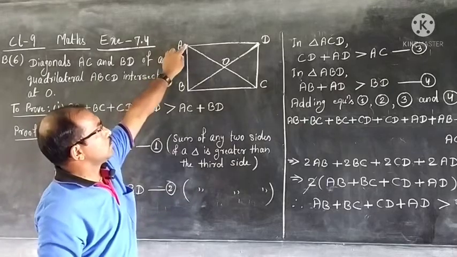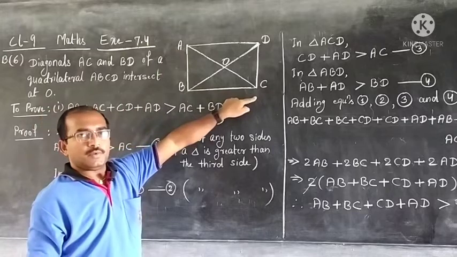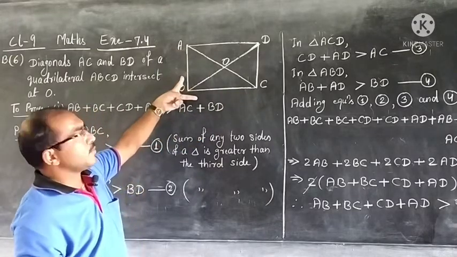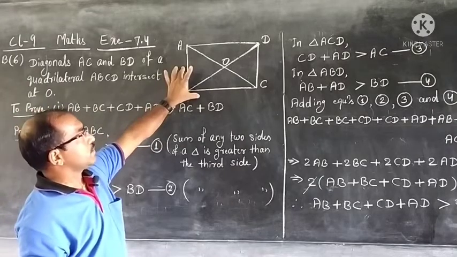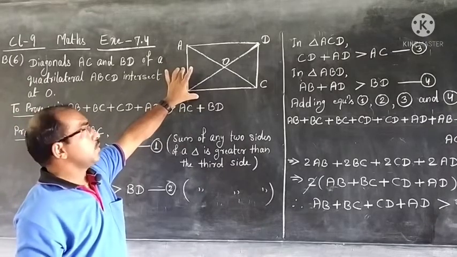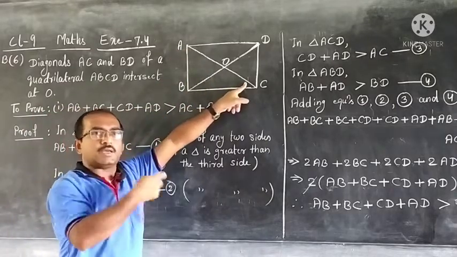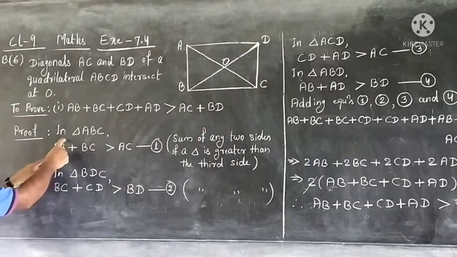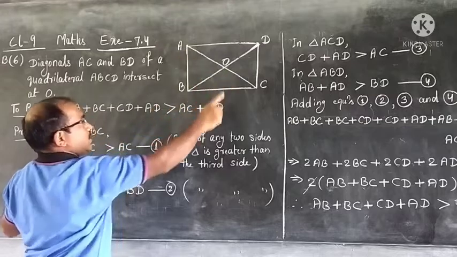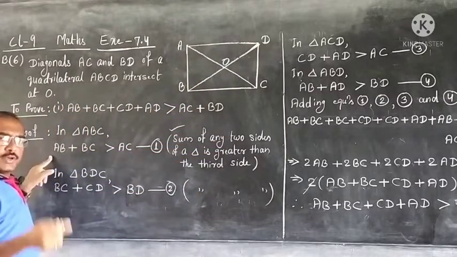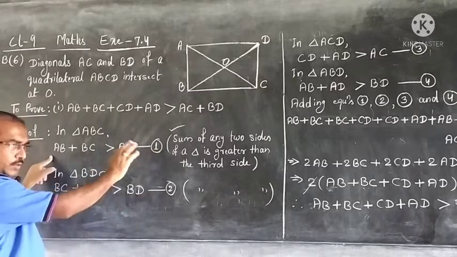If we see, using this diagonal AC, we will find triangle ABC. That means, in that triangle the sum of any two sides, let us say we have to prove the sum of 4 sides, so we will take these two sides, AB plus BC will be greater than the third side, that is AC. Nothing to do, just look at the figure and write it down, enough. So, in triangle ABC we see these two sides' sum will be greater than the third side, that property of sides is there. So, AB plus BC is greater than AC, we mark it as equation 1 and keep.